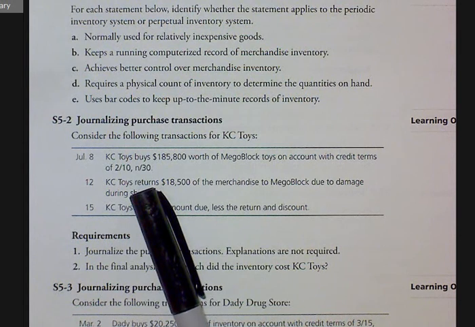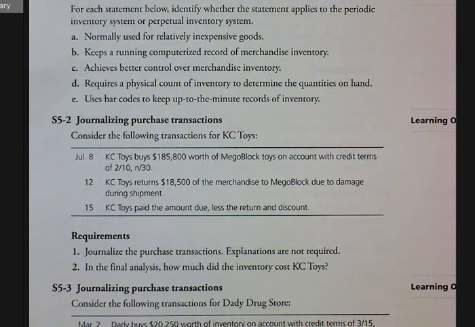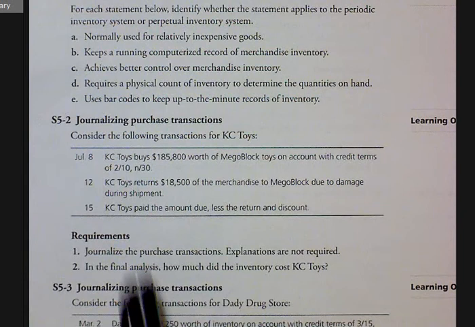So if KC Toys pays the balance of the account before 10 days, they're entitled to a 2% cash discount, or they can pay the entire balance within 30 days. On July 12th, KC Toys returns $18,500 of merchandise to Mega Bloks due to damage during shipment. And then on July 15th, KC Toys pays the amount due less the return and discount. So we have 3 transactions that we're going to be journalizing.